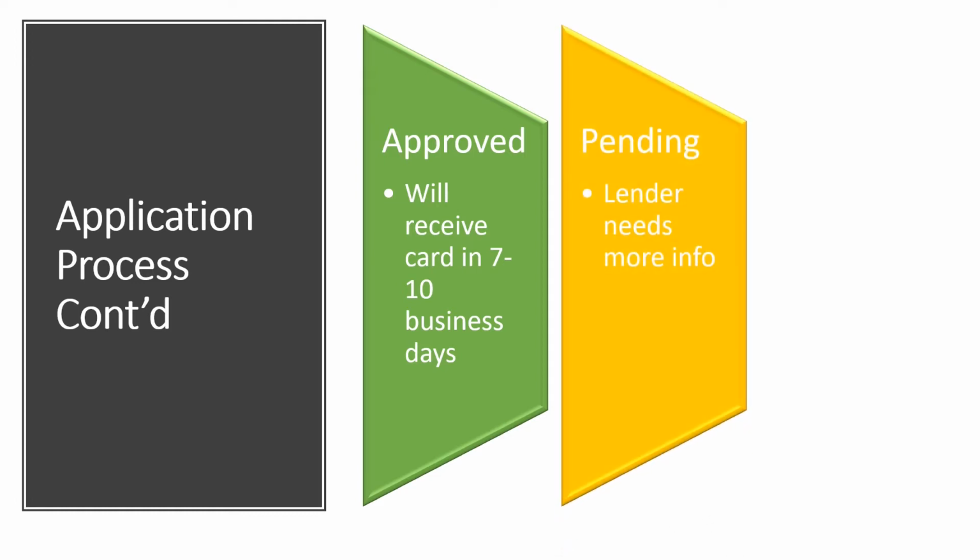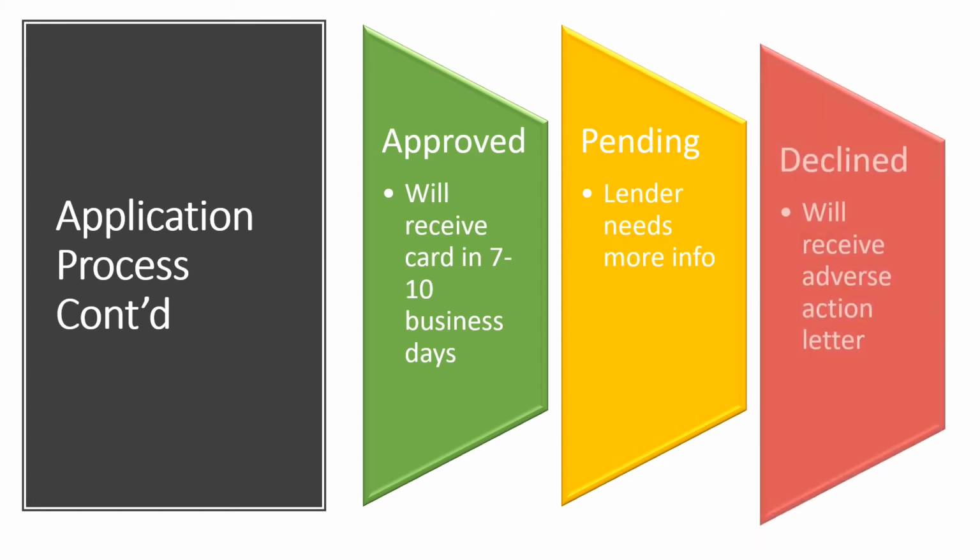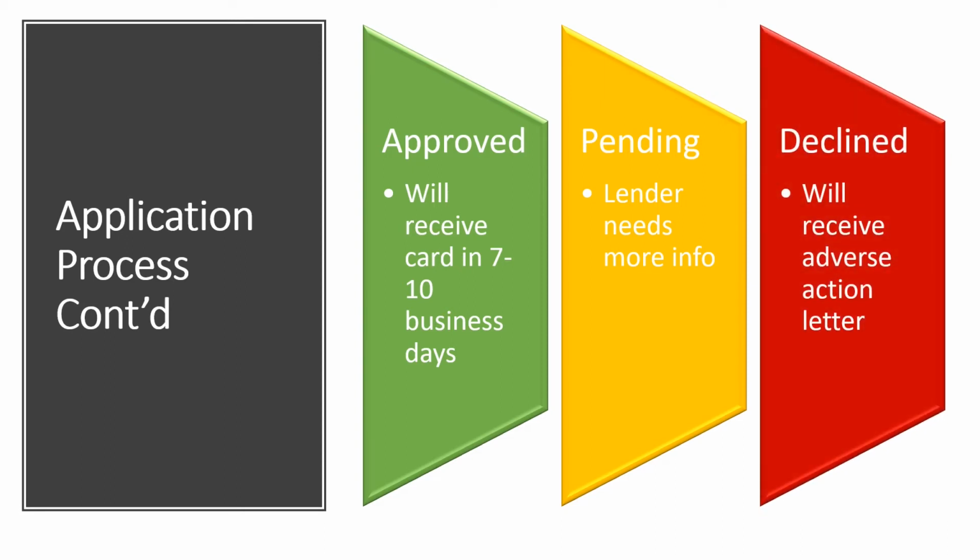In some cases, your application may go into pending status. Usually this means that the lender is requiring additional information such as income or ID verification. Once you give them this information, you will receive a final decision. The third possibility is declined. If you are declined, you will receive what's called an adverse action letter within 30 days. This letter will detail the reason why you were declined for the credit card. Next, we'll go through a live credit card application.